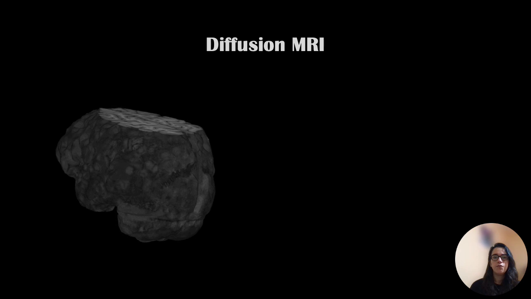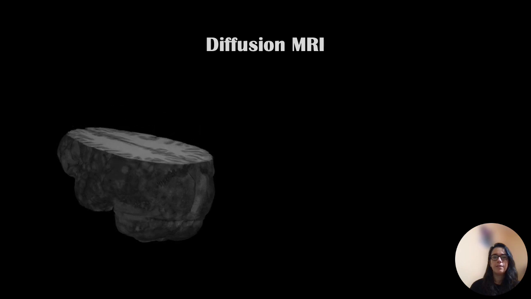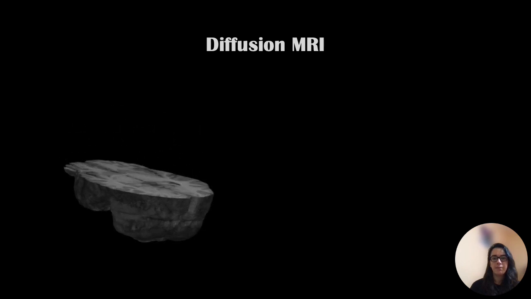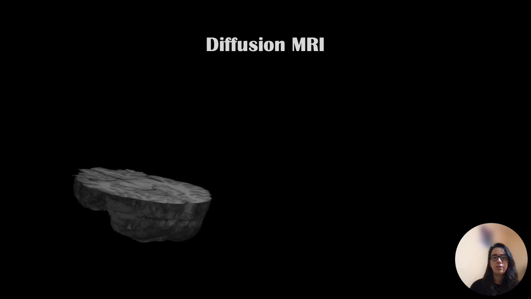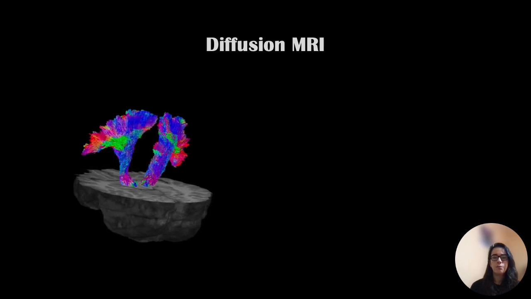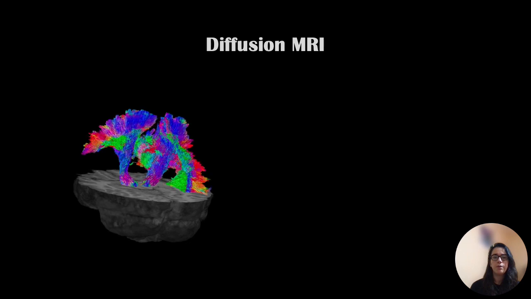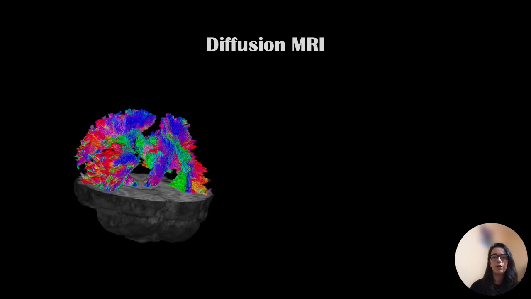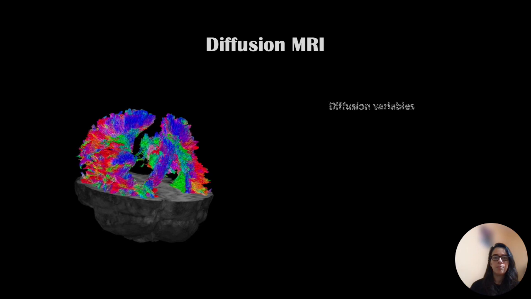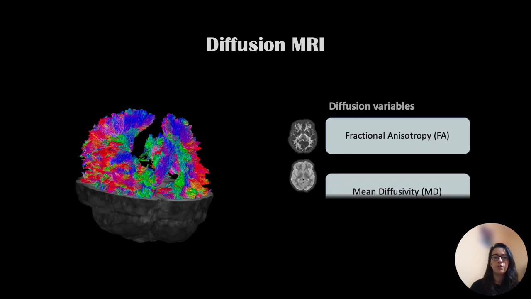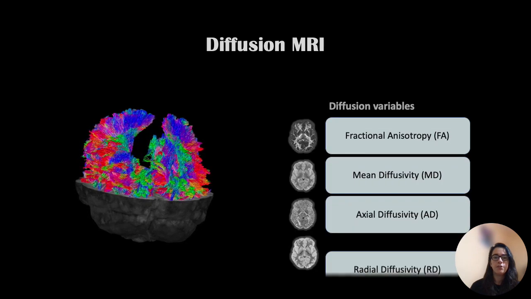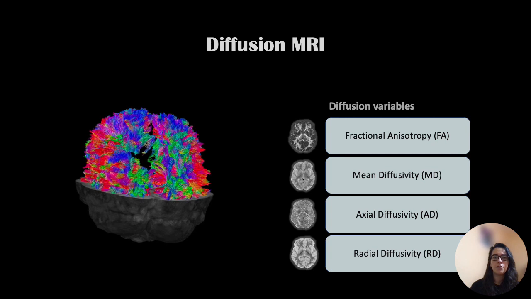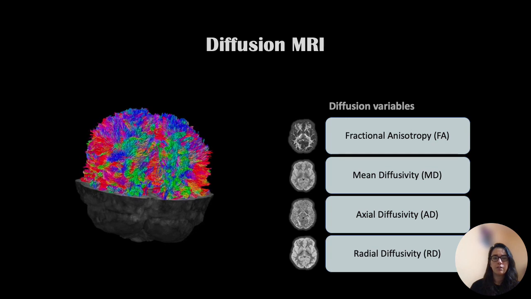Diffusion MRI is one of those neuroimaging techniques that benefits from PCA. In neuroimaging applications, diffusion MRI enables us to reconstruct and visualize brain fiber tracts and provide more information about the microstructure of the brain. Some of the variables used for this purpose are called fractional anisotropy, mean diffusivity, axial diffusivity, and radial diffusivity.